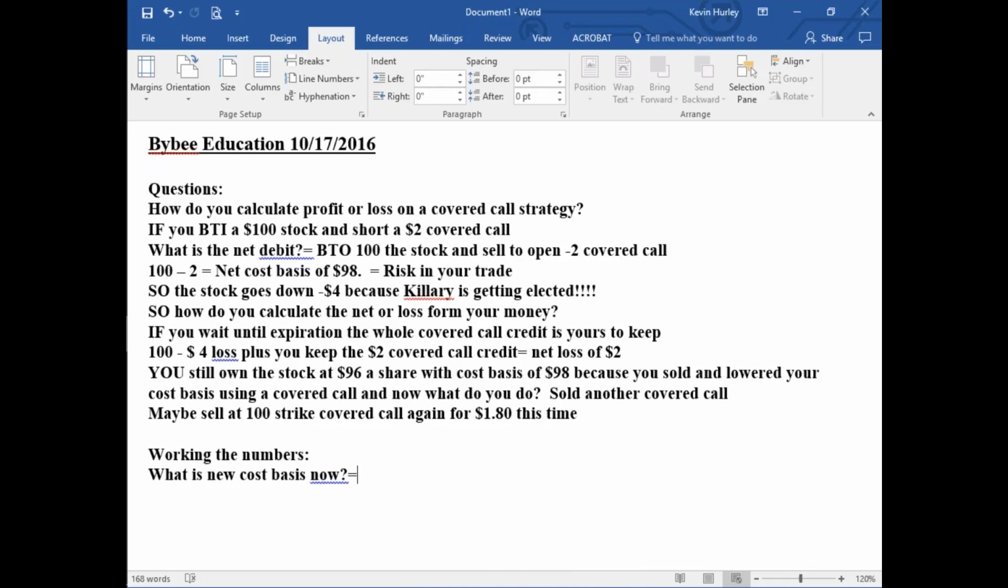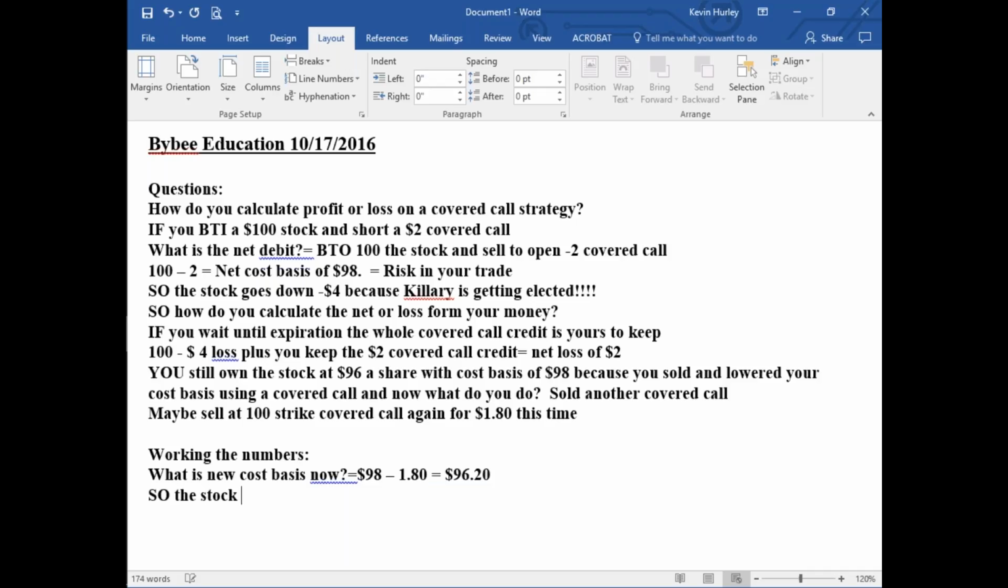Jeff asked the question. So for the new cost basis, you don't figure out the past losses? No, your cost basis stays the same. But your past losses just mean that you're down. So those are two separate things. So what's the new cost basis? Correct, Emily. Your cost basis is still 98. You've lowered your cost basis $2 by selling a covered call. But the stock is trading at $96. So you are down $2 in your trade. New cost basis with shorting a covered call: you subtract that $1.80, which is going to give you a new cost basis of $96.20.